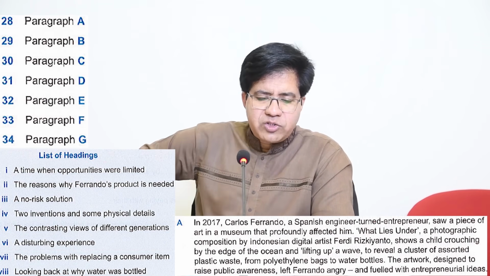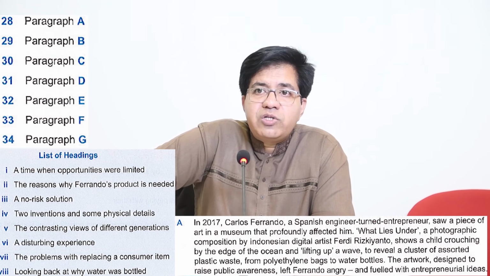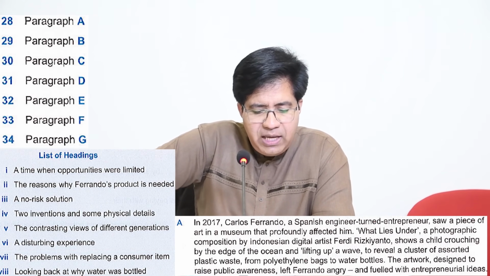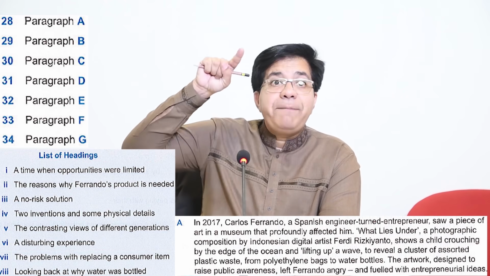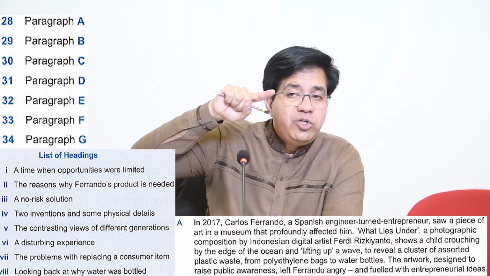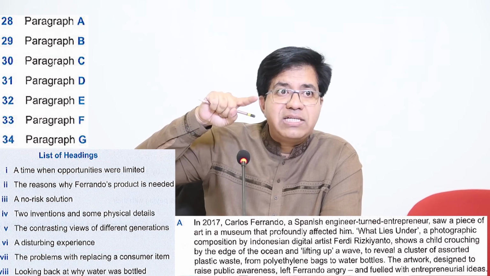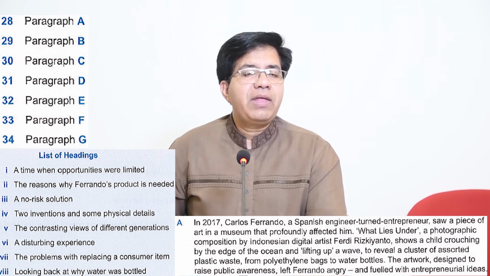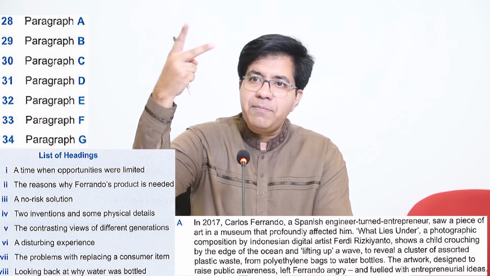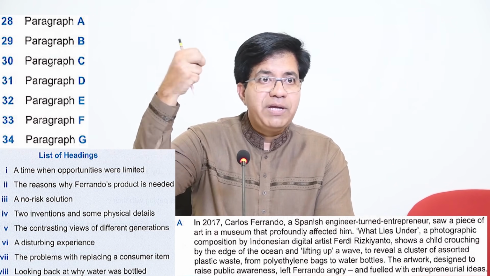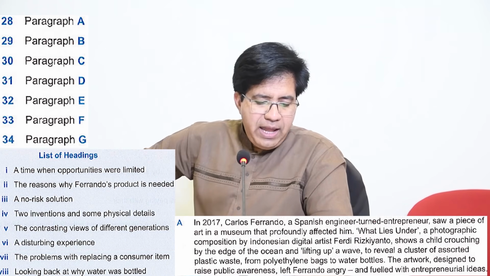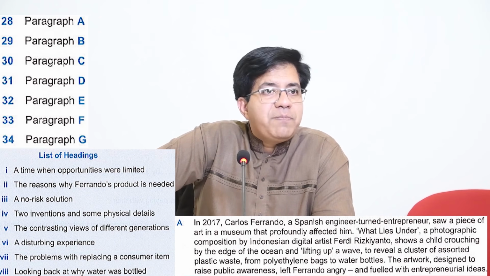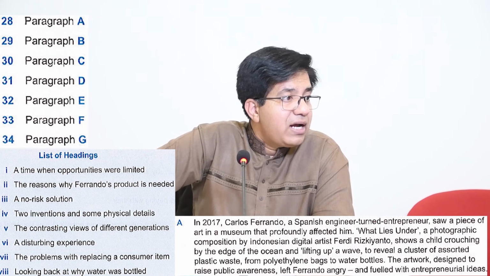Heading 3. No risk solution. Yes. Underline no risk solution. Not at all. Heading number 4. Two inventions and some physical detail. Now, when you read the headings, don't read them blindly. Read them in such a way that you need to use them a second time. So for example, two inventions. In one paragraph, they will talk about a helmet and a plastic glass bottle. So it means two inventions. We'll find that paragraph. Heading number 5, contrasting views of different generations. Young generation, old people, children. We'll find a paragraph for that.